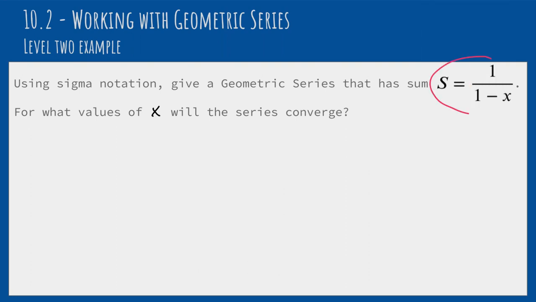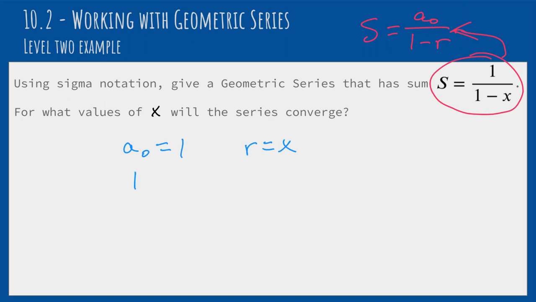So if we know that the sum of a geometric series is going to be 1 over 1 minus x, essentially what we want to do is match that up with the sum formula, which we know is the first term over 1 minus the common ratio. Now, this is a pretty straightforward one. If we want to make this sum in the problem look like that formula, we can do that by making a couple of simple substitutions. We can say the first term is 1. We can say the common ratio is x, and that's going to do it. So this geometric series is going to look like this.